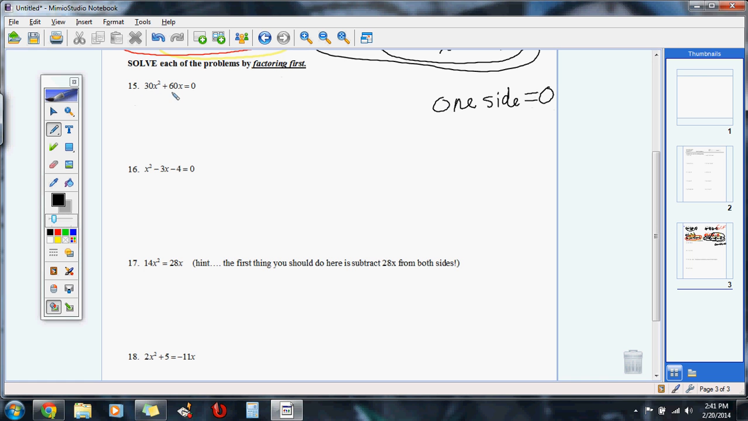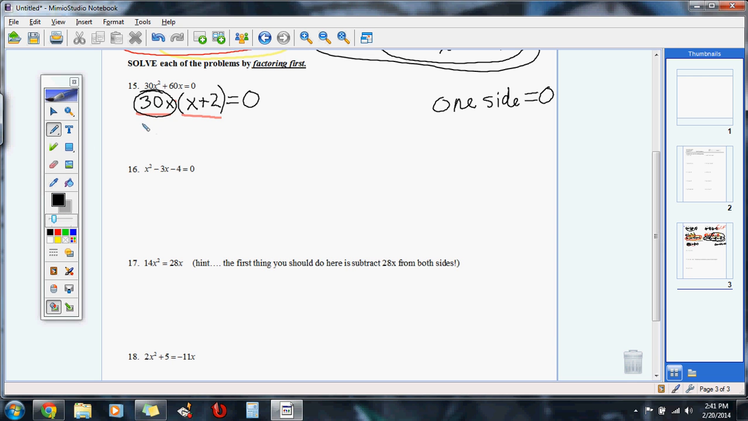So then I look for my GCF. If you're getting comfy with this, that means there's going to be a 30x you can take out. So 30x times x plus 2 equals 0. That's just taking a GCF out. Now we've said in class many times, if you have something times something equal to 0, one of those two things has to be 0.